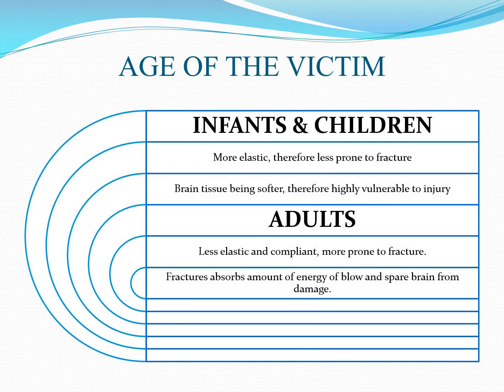Second factor, that is the age of the victim. The skull is more elastic in infants and children, hence it is less prone to fracture. However, the brain tissue being softer in them, it is more highly vulnerable to injury. While in adults, the bones are less elastic and compliant, hence they are more prone to fracture. Fractures tend to absorb quite an amount of the energy of the blow and thus spare the energy going into the brain, which is thus sparing the injury.